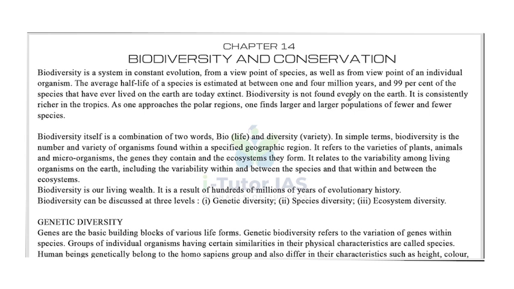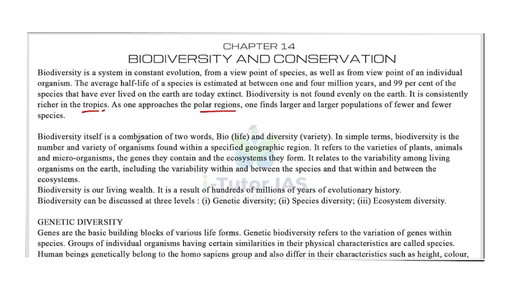Biodiversity is not found evenly on the earth. It is consistently richer in the tropics. As one approaches the polar regions, one finds larger and larger populations of fewer and fewer species.